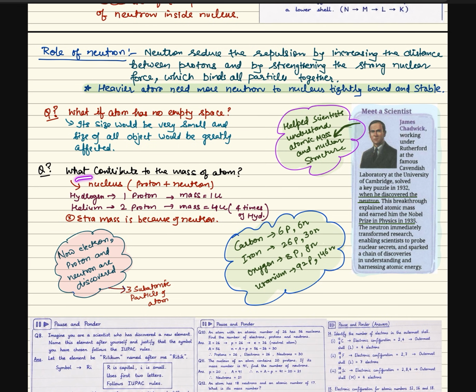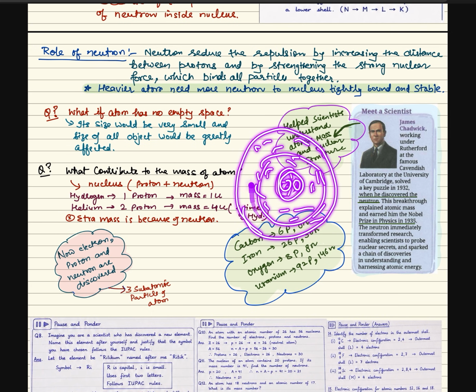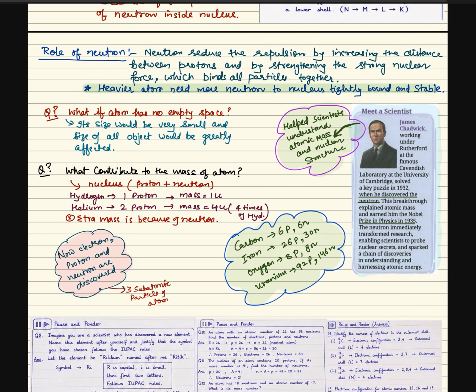What contributes to the mass of the atom? I told you the mass is all inside the nucleus. You can say 90% of the mass is inside the nucleus and the other is the outside electrons and the empty space. Inside the nucleus there are protons and neutrons, and they constitute the maximum mass of the atom. So protons and neutrons, which form the nucleus, contribute to the mass of the atom.